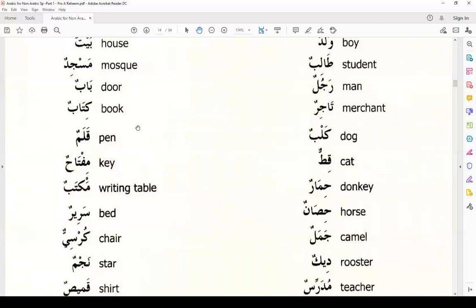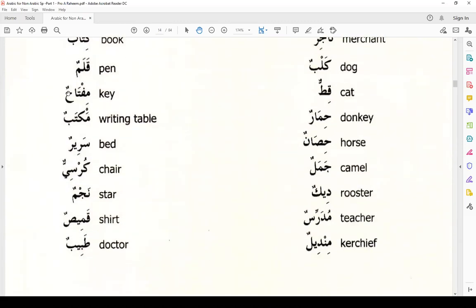Babun, door. Kitabun, book. Qalamun, pen. Miftahun, key. Maktabun, table or desk. This is really a desk. A maktab is more like a desk or a writing table, as is written here. Sarirun, bed. Kursiyun, chair. Najmun, star.